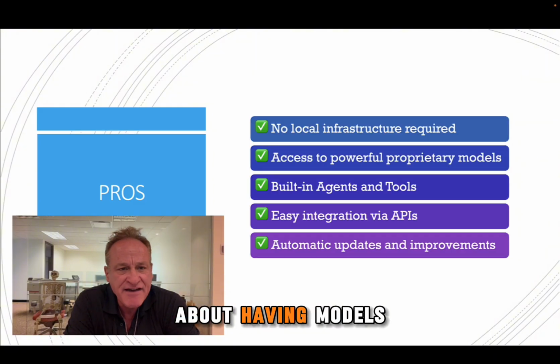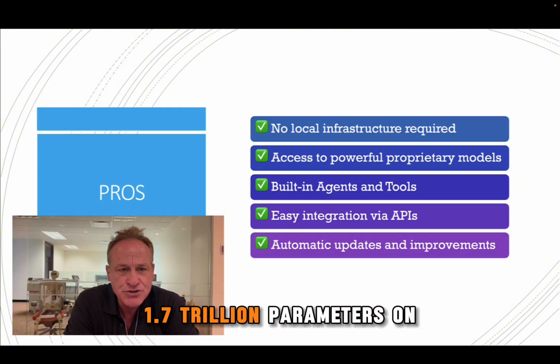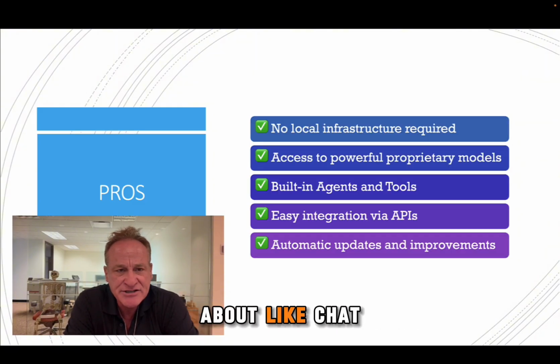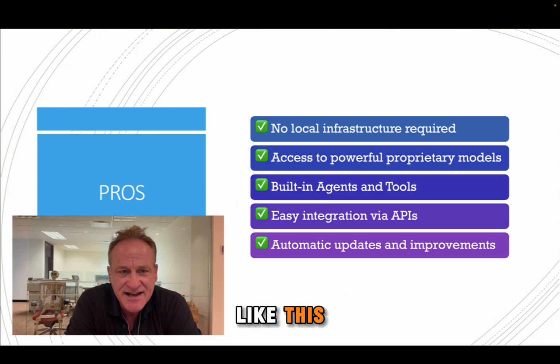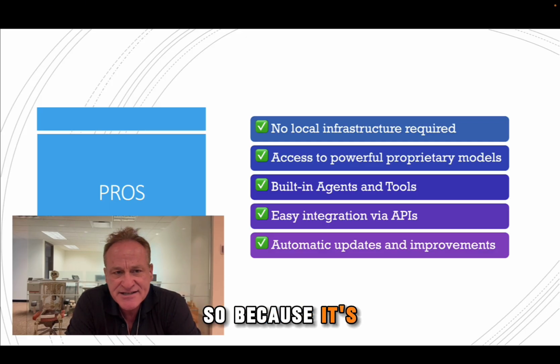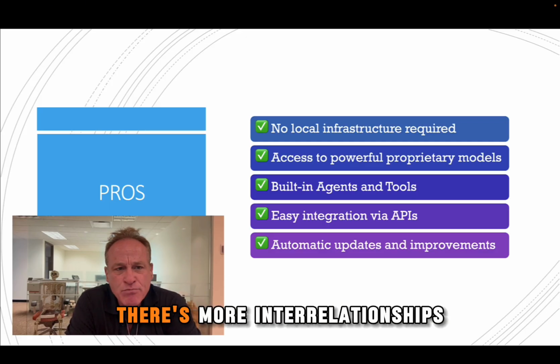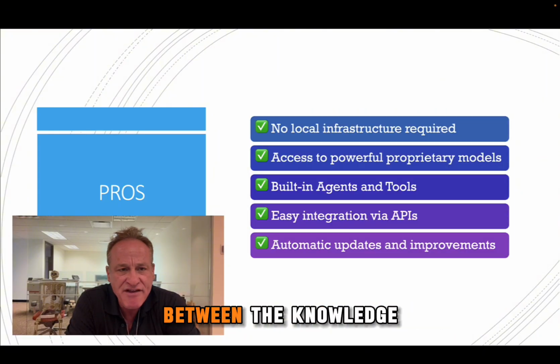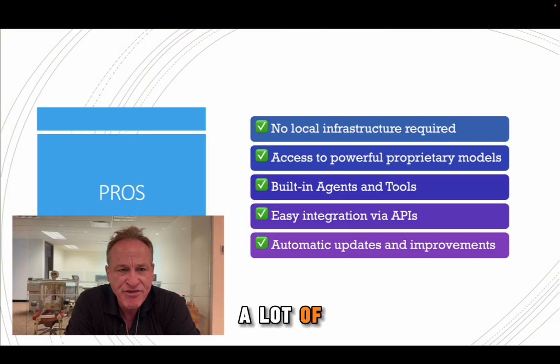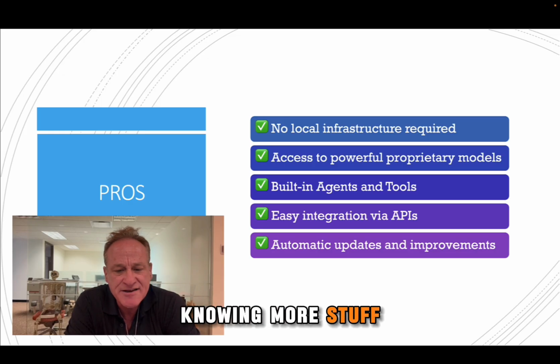So you're talking about having models that could be 1.7 trillion parameters, if you're talking about something like ChatGPT 4.0 or ChatGPT 4.5. So you're talking about models that are absolutely enormous. So the fact that they're in the cloud would really be the only way that you would have access to models like this. Now, with the bigger models, you have more nuance. Because it's got more weights and biases, there's more interrelationships between the knowledge. So the bigger models are definitely going to be better for a lot of things. They're better for knowing more stuff.